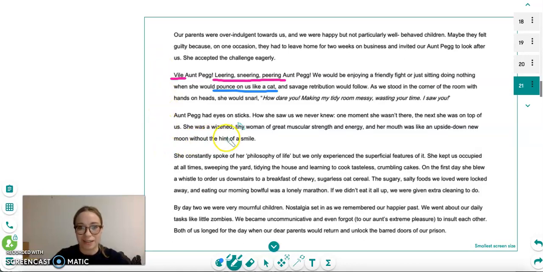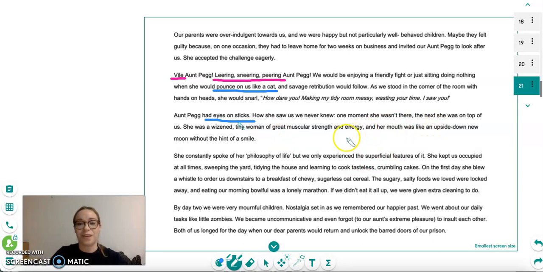Okay. Here we have another literary device. Aunt Peg had eyes on sticks. Does she literally have eyes on sticks? Like the cartoon characters? No, she doesn't. So this is figurative, it's not literal. What kind of a device is this? We've had a simile already because it contained the word like. What is Aunt Peg had eyes on sticks? It's a metaphor. Well done.